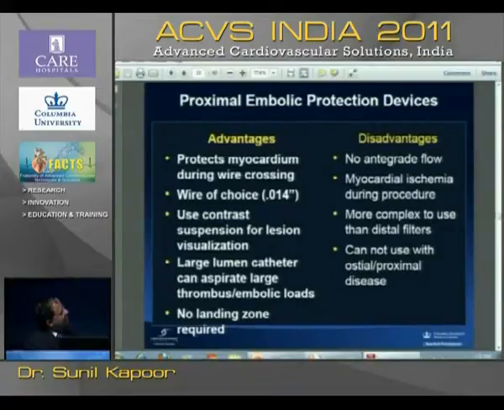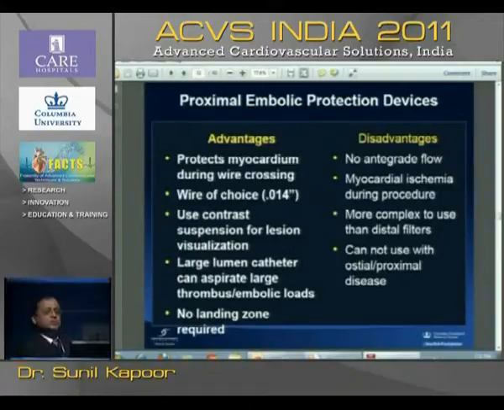And then the large lumen catheter can aspirate large thromboembolic loads. So if you have an ectatic artery, or a venous graft which has a fairly proximal large debris, this system is better. Disadvantages: no antegrade flow. Again, myocardial ischemia during the procedure, more complex to use, and cannot use with ostial or proximal disease. Next.